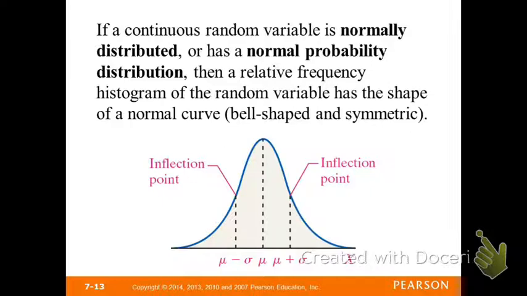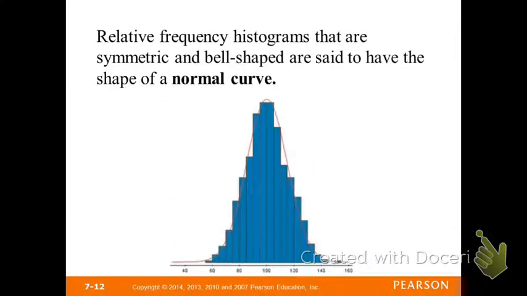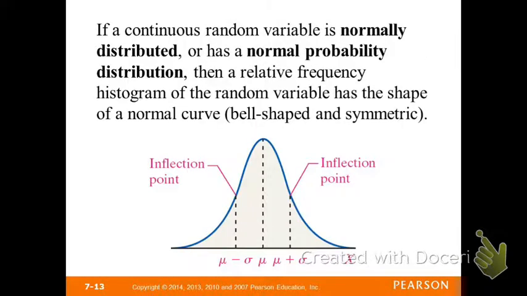If a continuous random variable is normally distributed or has a normal probability distribution, then a relative frequency histogram of the random variable has the shape of a normal curve, or bell shape. So our histogram is normal. This is a histogram in blue, and it follows roughly the shape of a bell-shaped symmetric normal curve. Now, this is showing us something that may be a new definition for you.